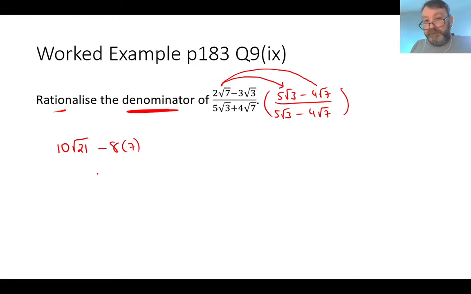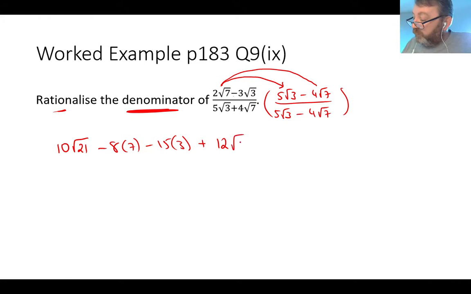Okay, so I'm just taking my time doing these really slowly until you build up a head of steam when you do a lot of practice on them. Then take the minus 3 root 3 and multiply it by both. So minus 3 by 5 is minus 15. And root 3 by root 3 is 3. And finally, minus 3 root 3 by minus 4 root 7. Well, minus by minus is plus. 3 fours is 12. And root 3 by root 7 is root 21.